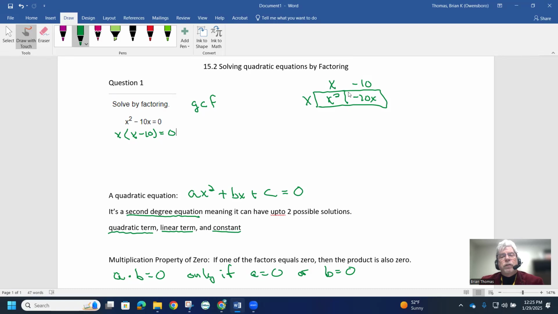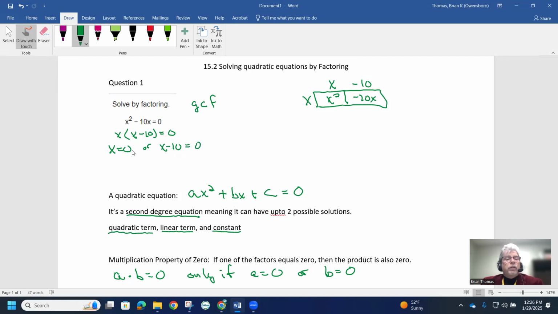Notice how this x and x minus 10 are my factors, so they're connected by multiplication. Based on the multiplication property of 0, if one of those factors is equal to 0, then the whole thing is equal to 0. So if the right-hand side is 0, for this to be true, the left side's got to be 0. And the only way the left side can turn into 0 is if one of these factors is equal to 0. So our strategy is to set each one of these factors equal to 0. We set x equal to 0, or this x minus 10 can equal 0. One of those factors has got to equal 0.